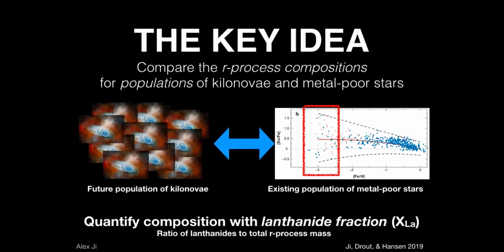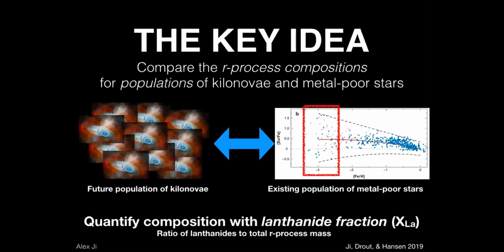So I'm going to say it again in at least one new way. Imagine you go out and see a kilonova and you measure a lanthanide fraction inside of it. If neutron star mergers are the dominant source of R process elements in the universe, then you should look at your metal poor stars, and there should be a star that has a lanthanide fraction that corresponds to that kilonova. Conversely, if you look at your stars and see that they have a certain lanthanide fraction, then you should also in the future see kilonovae that have the same lanthanide fraction.